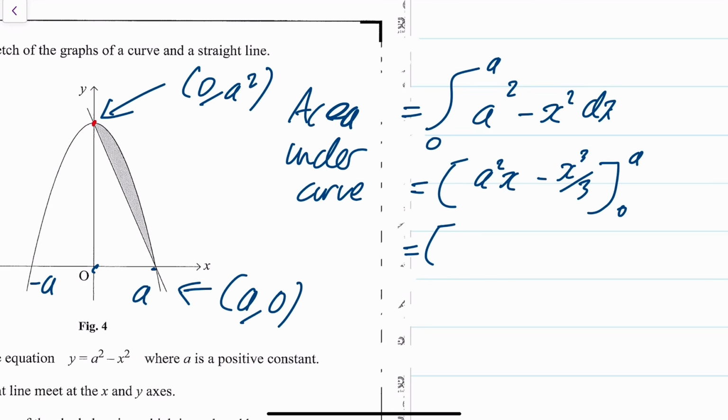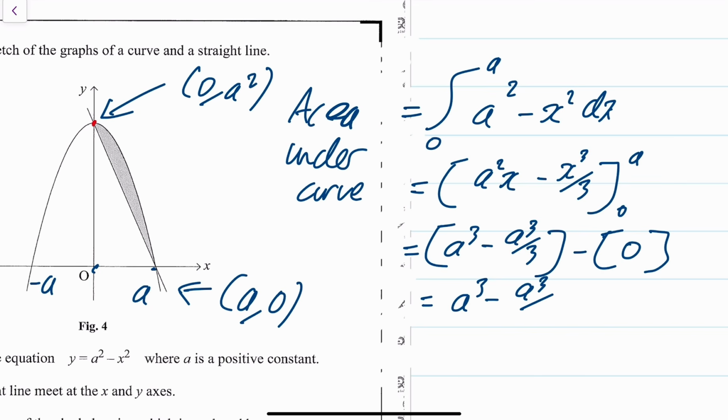Now just put the a into it. That's just going to give you a squared times a. That's going to give you a cubed minus a cubed over 3. Then minus, and then that's just going to be a squared times 0, and then minus 0 cubed over 3. So it's just 0. So the area under the curve is a cubed minus a cubed over 3. You could write that as 2a cubed over 3, or 2/3 a cubed. So that's what we've got so far.